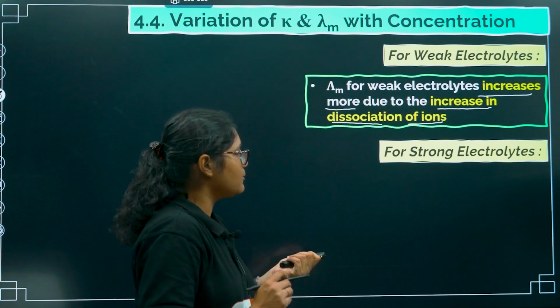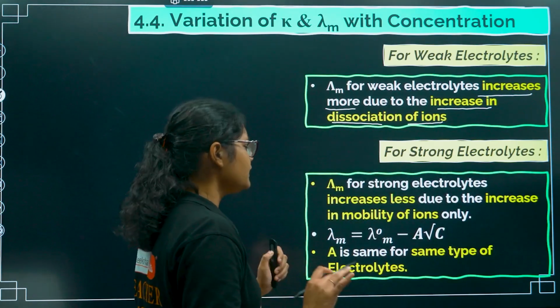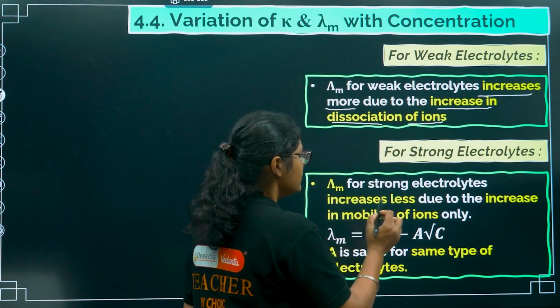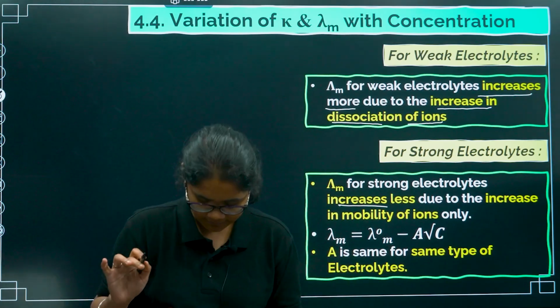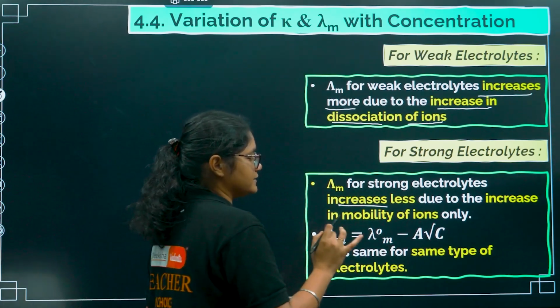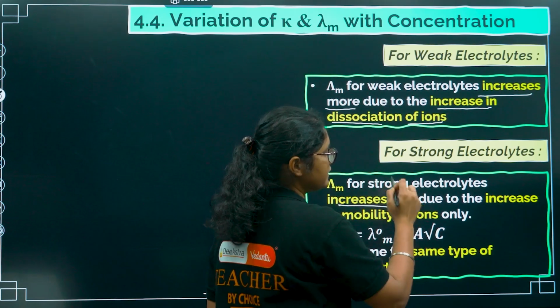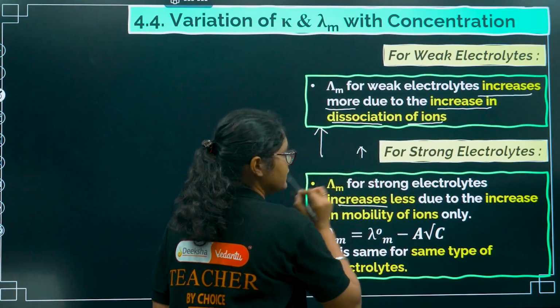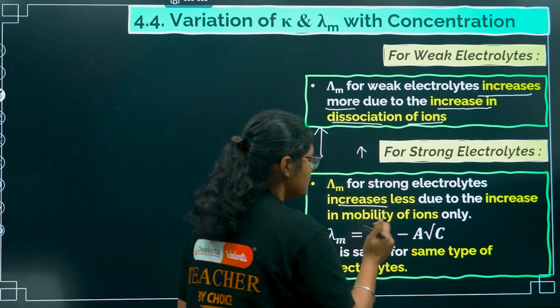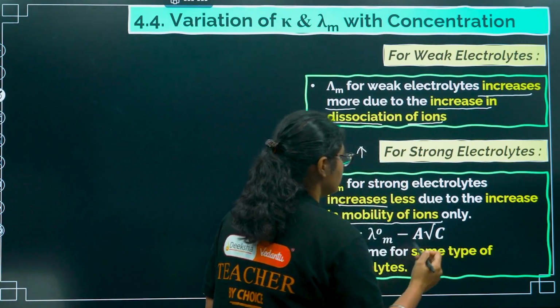Now if you talk about strong electrolytes, in strong electrolytes what happens? There is an increase, definitely there is an increase in molar conductivity, but the increase is less as compared to weak electrolytes. In weak electrolytes increase is more, in strong electrolyte increase is less. The slight increase happens, why? Because the mobility of ions increases.